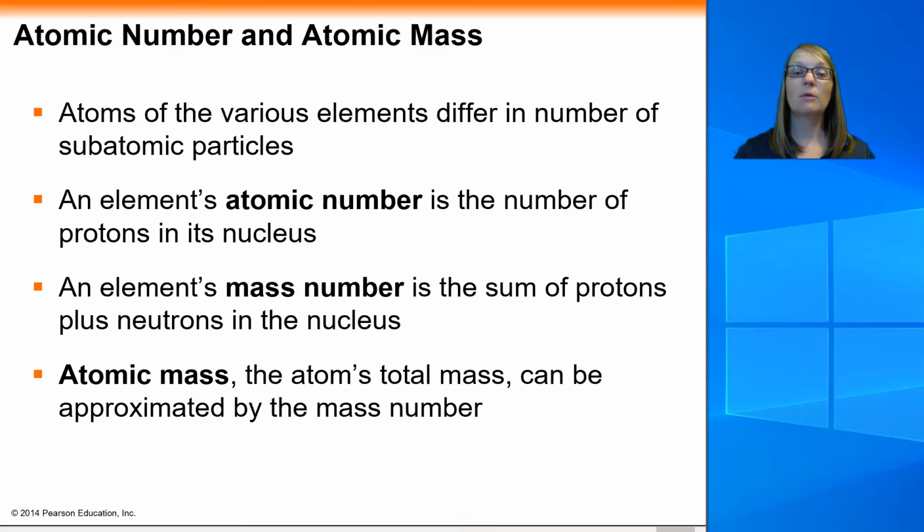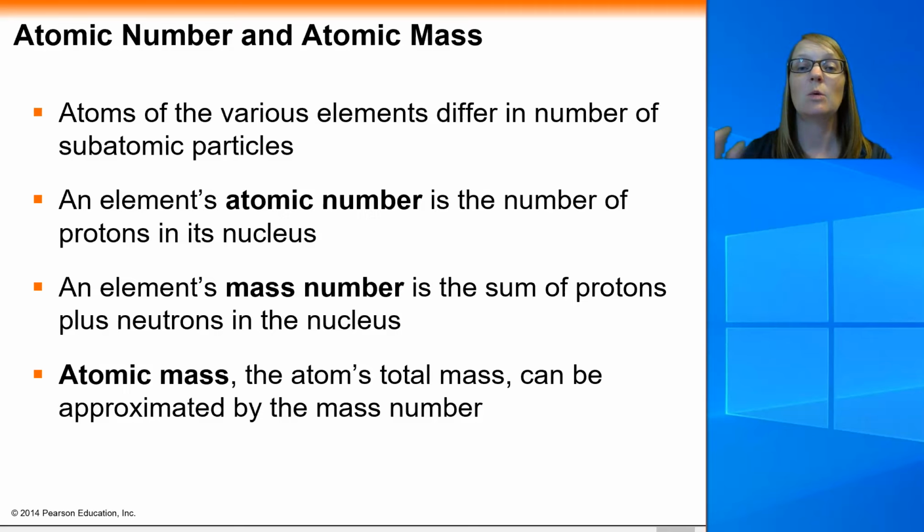Okay, so we know the three main subatomic particles that atoms are made out of. We know how they're organized. Now, the next thing we're going to do is identify each atom of an element. Each element has atoms that have different numbers and arrangements of these subatomic particles. The number of protons will tell you something unique about that particular atom. The number of neutrons, again, will tell you something different, and the electrons, yet again, will tell you something else about that atom.